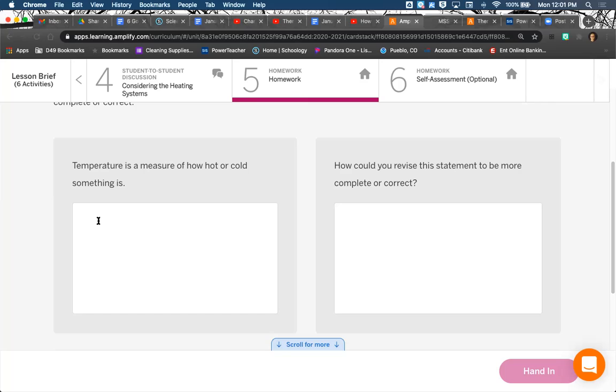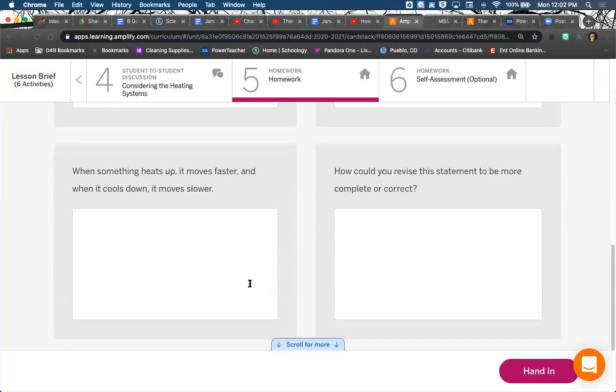Well, we know that temperature is the average speed of the molecules of a thing. Okay, that was a key concept from this morning. Yeah, the last lesson, I believe. When something heats up, it moves faster, and when it cools down, it moves slower. I agree. How could you revise this statement to be more complete or correct?